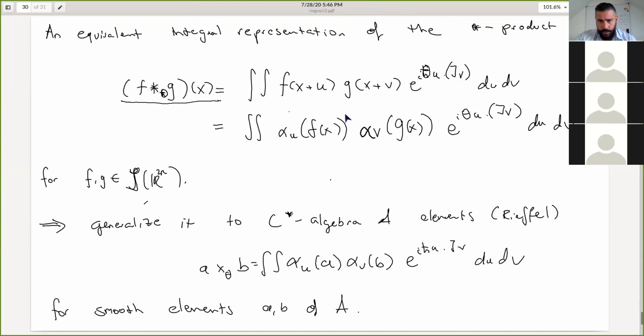And now the idea was, and I'm sorry for making it that short, and I hope it's not understood as an insult, that you can generalize this star product to a C-star algebra. So instead of taking just functions, you can take C-star algebraic elements, and that has very interesting mathematical consequences.